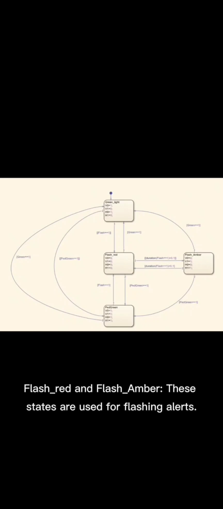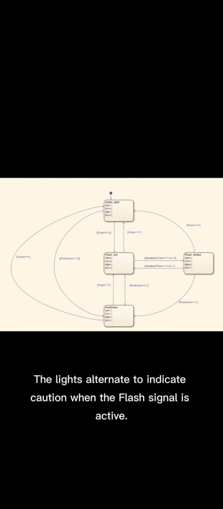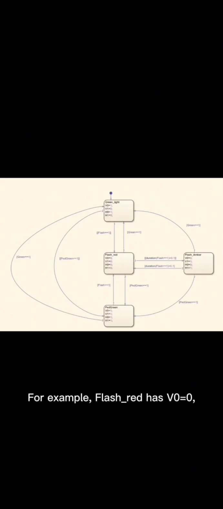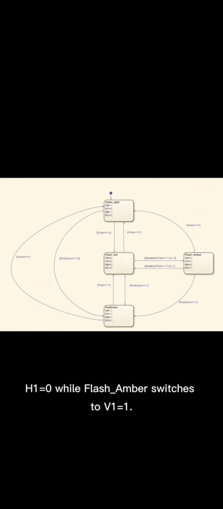Flash_red and flash_amber: these states are used for flashing alerts. The lights alternate to indicate caution when the flash signal is active. For example, flash_red has V0 = 0, V1 = 0, H0 = 0, H1 = 0, while flash_amber switches to V1 = 1.